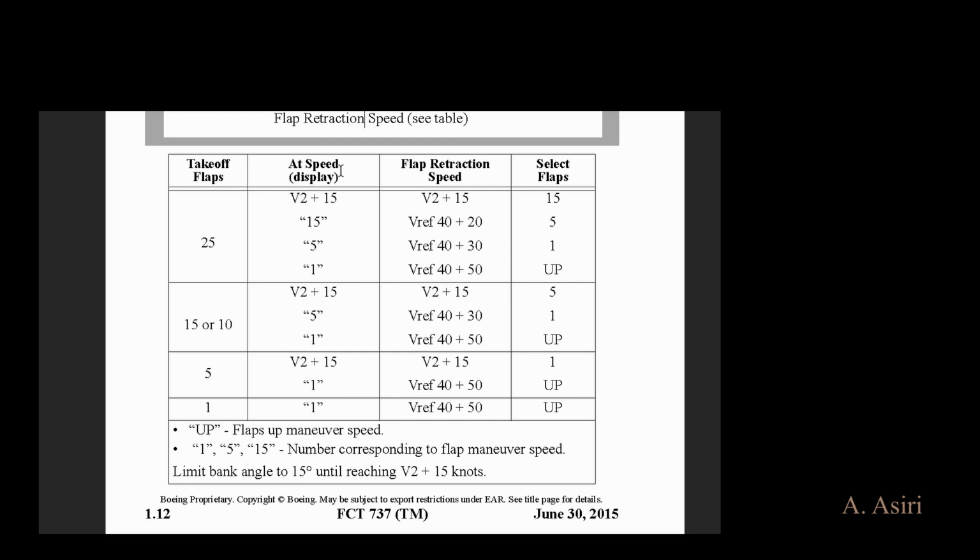The second flaps is always when reaching the maneuvering speed of the previous flap. So when you are at flaps 15 speed, you can go to 5. When you are at flaps 5, you can go to 1. And when you are at 1, you go to up. And here is the mention of limiting the bank angle to 15 degrees until reaching V2 plus 15.